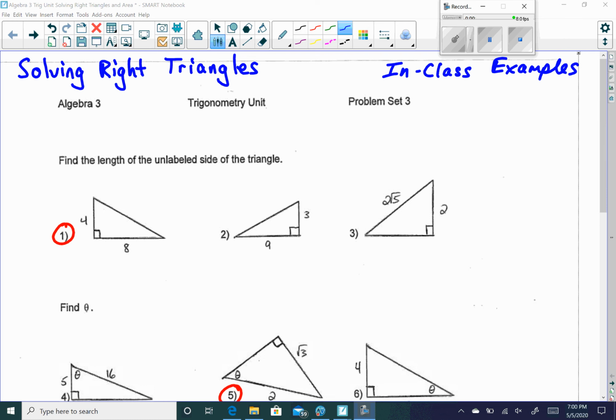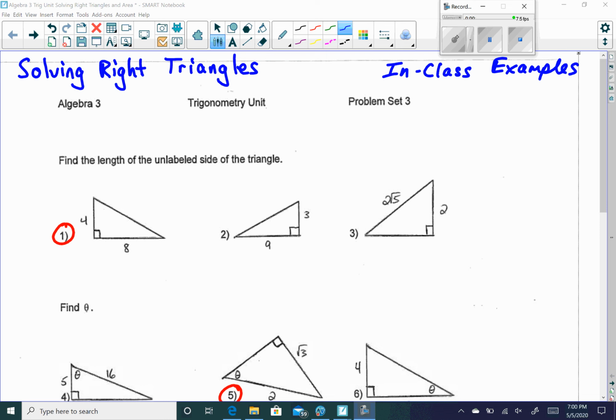When you're asked to solve a triangle, you're asked to find everything that's missing. So if it only asks for one missing piece, which will be the case when we start this out, we'll just find that one missing piece. But if it says solve the entire triangle or just solve the triangle, that means we need to find all the missing sides and all the missing angles. So that's part one of today's lesson.